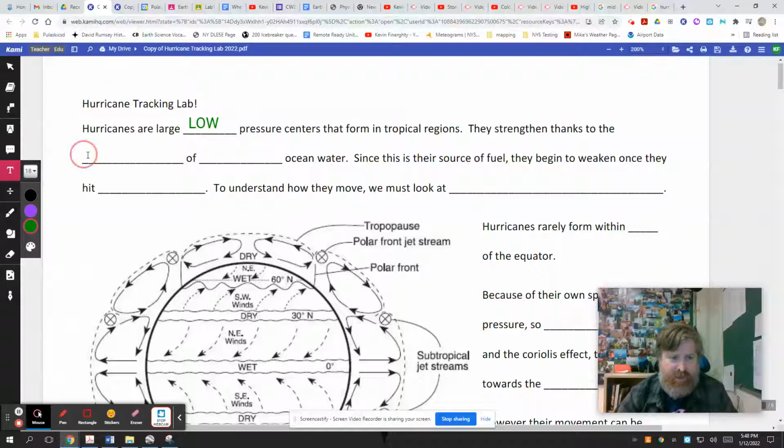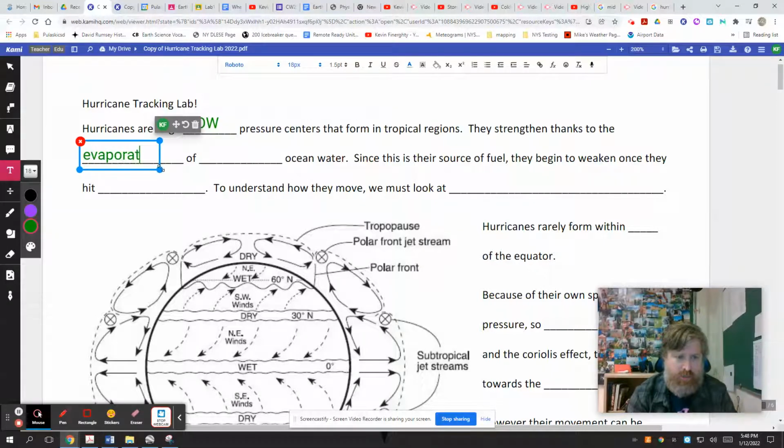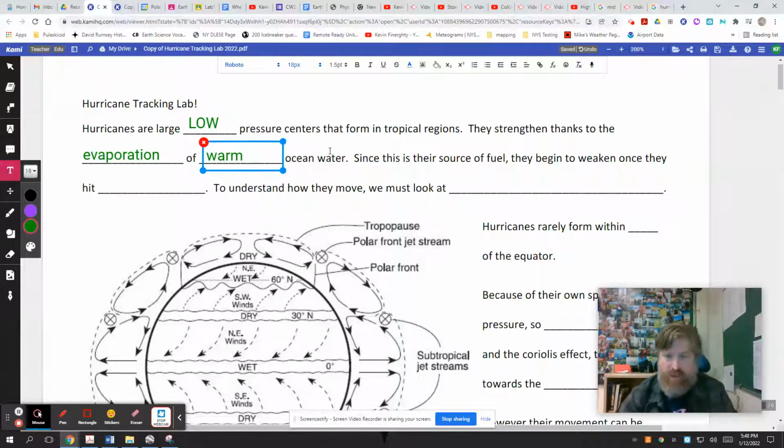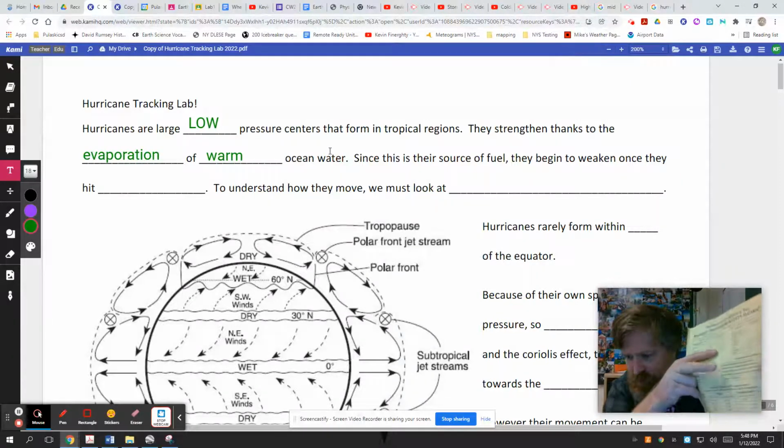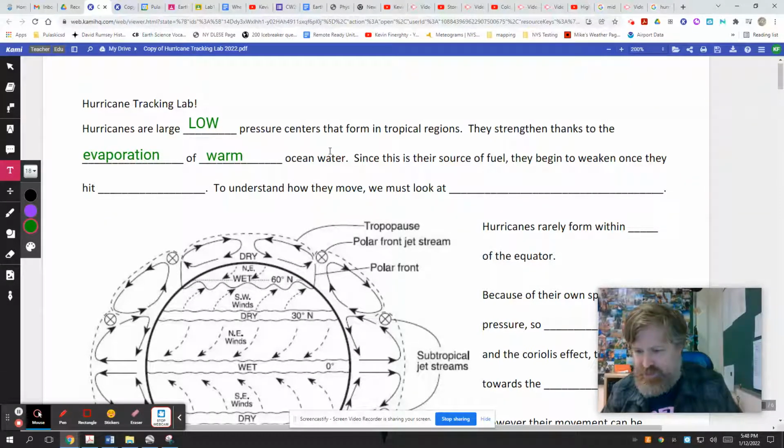They strengthen thanks to the evaporation of warm ocean water. When that happens, that's basically like their fuel. If you want to think about that in a complicated sense, it has to do with evaporation and what that does energy wise. But let's keep it simple. Evaporating warm water powers hurricanes.